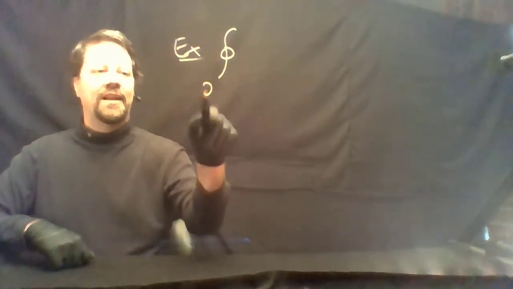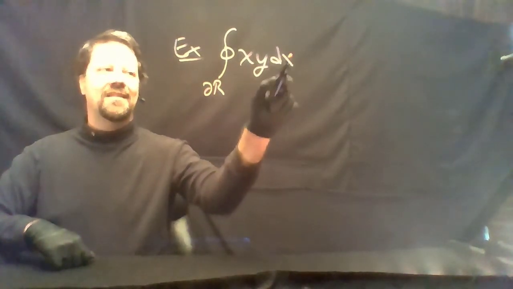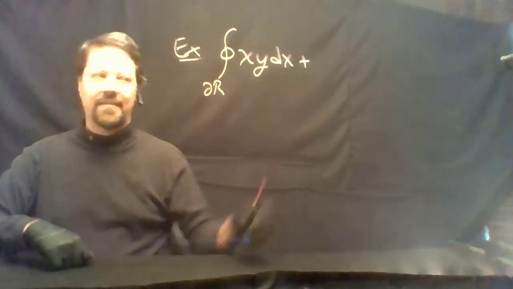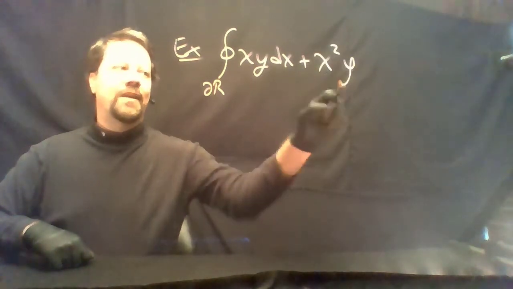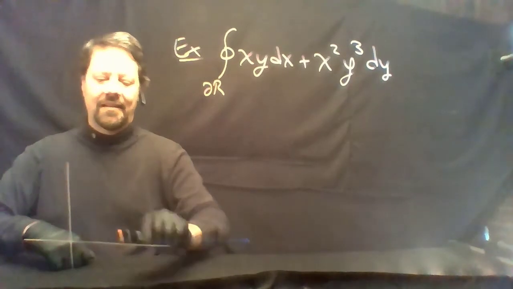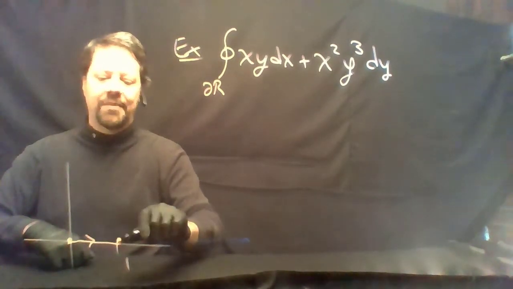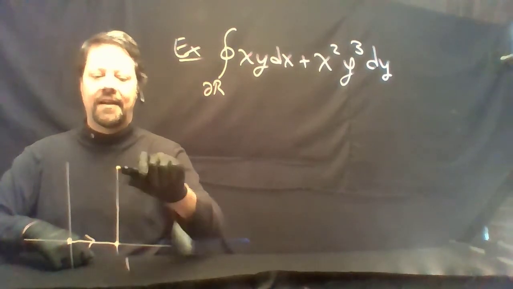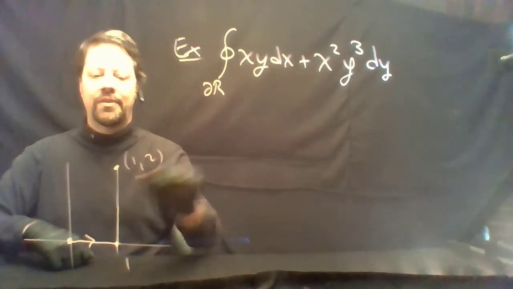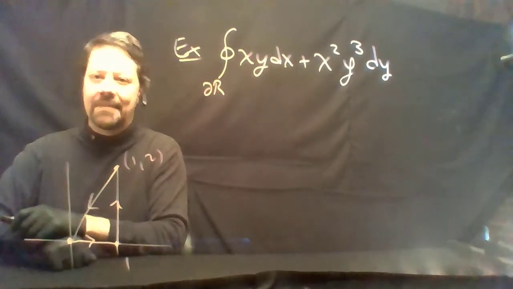In our next example, we'll integrate xy dx plus x squared y cubed dy. And we'll integrate from the origin out to the point 1, 0, and then up to the point 1, 2, and then straight back along the segment to the origin.